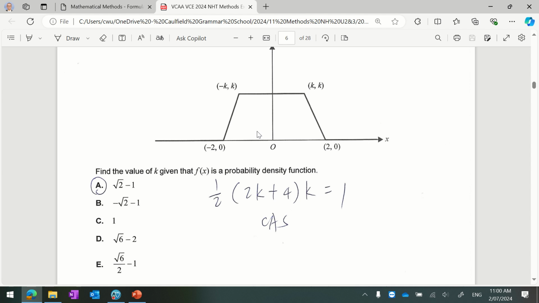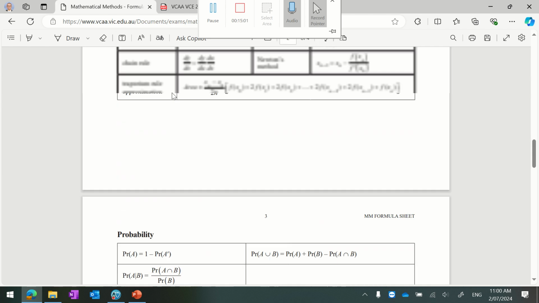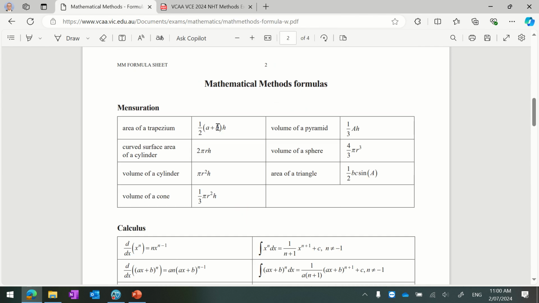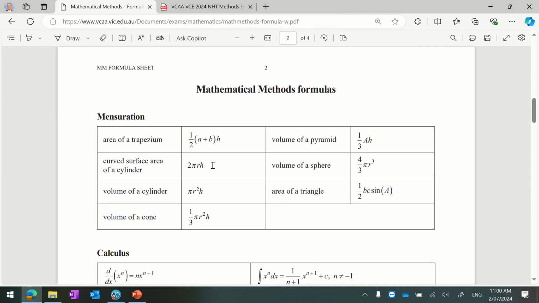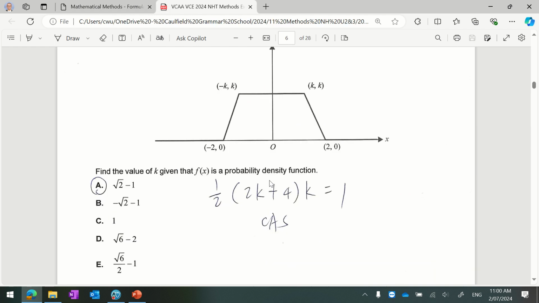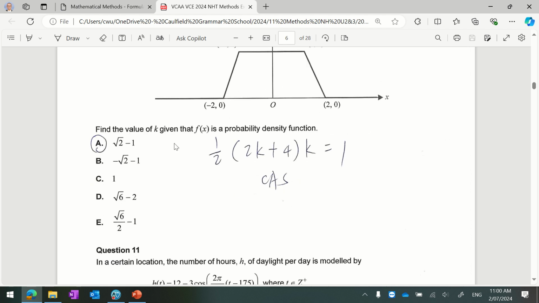It is a trapezium shape, so you need the area of a trapezium. If you ever forget the area formula for a trapezium, it is also in the formula sheet, so you can come and grab it. And so plug all the numbers in with the k stuff. So this length is 2k. This length is going to be 4. And the height is going to be k, because that's the y value there, that's the height. Plug everything in, equals 1, solve it, and get the answer.